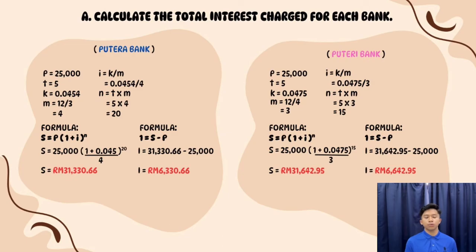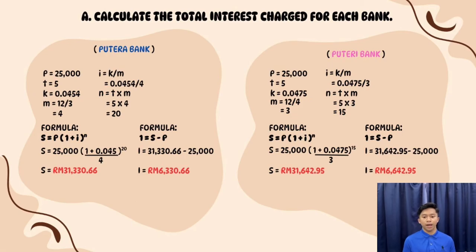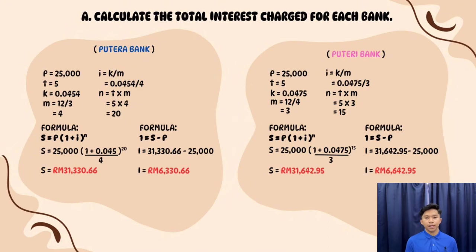After that, we need to find the Putri Bank interest charge, which also uses the same formula. We have to find P, T, K, M, I, N. The P is 25,000, T is 5, also the same, but the difference is K. K is 0.0475, and M is 12 divided by 4, and the answer is 3. I is K over M, which is 0.0475 over 3, and N is T times M, 5 times 3, so we got the answer is 15.